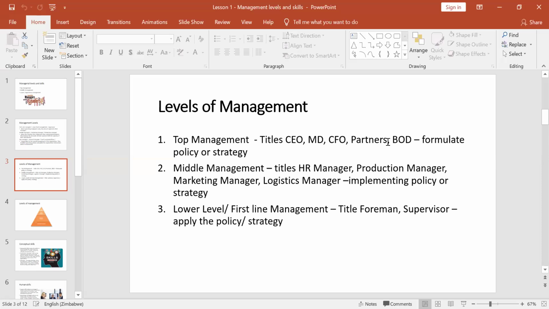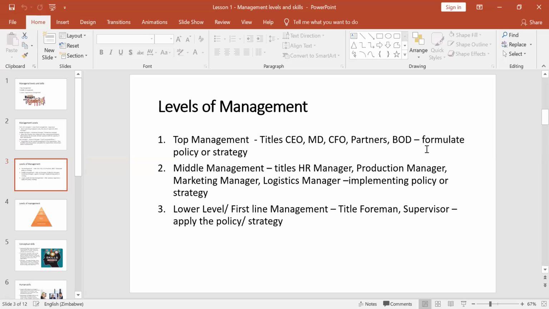And like we said, the top managers, their purpose is to formulate policy or strategy. Then the middle managers, these are the ones who implement that policy or strategy which was set by the top managers. So the titles that we normally have, we have HR manager, production manager, marketing manager, logistics manager. We are going to look at more of these because your study guide is focused on each of the middle managers' functions, and we are now looking at them in more detail.